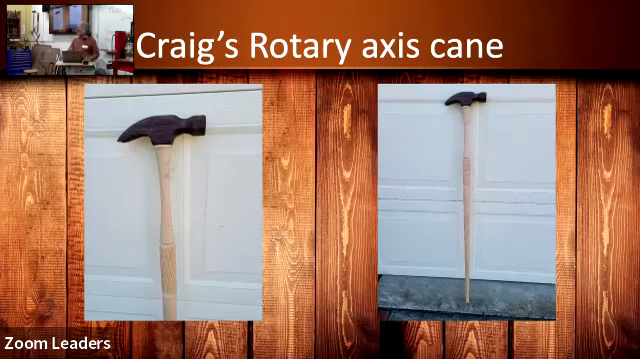As an example of what can be done on a rotary axis, Craig brought into the room a cane that he turned with a clever handle, as you can imagine, for a woodworker. How long is it? About 3 feet? Yeah, it could be whatever length you want.